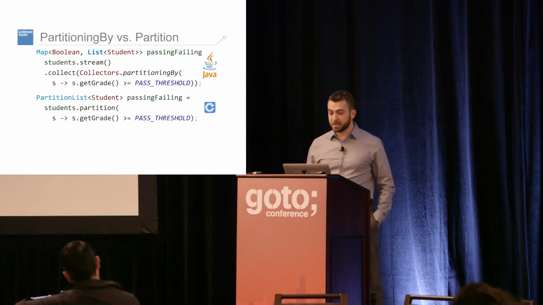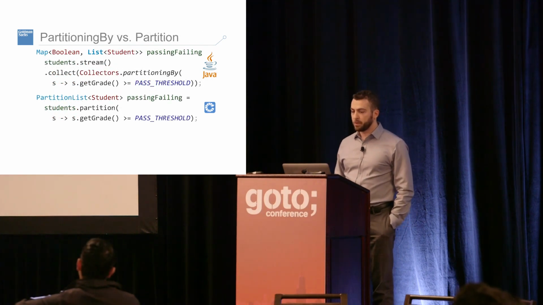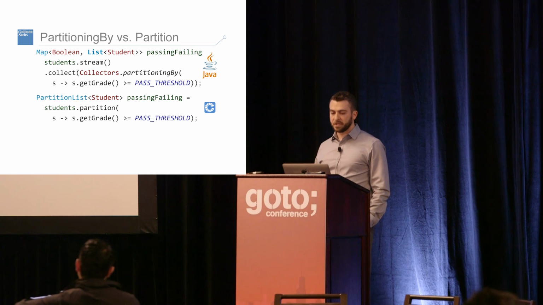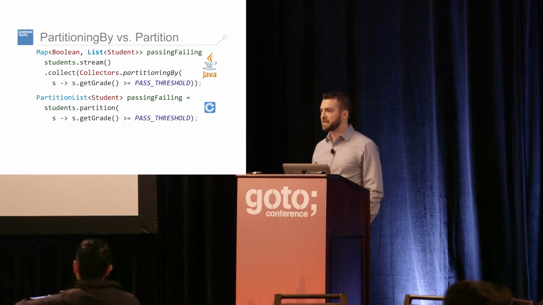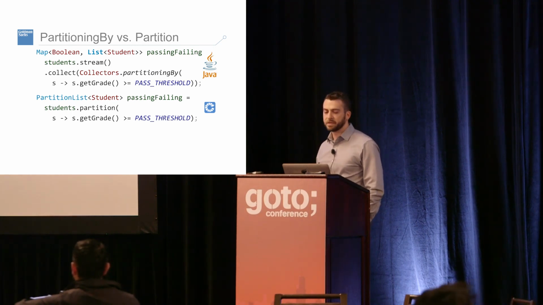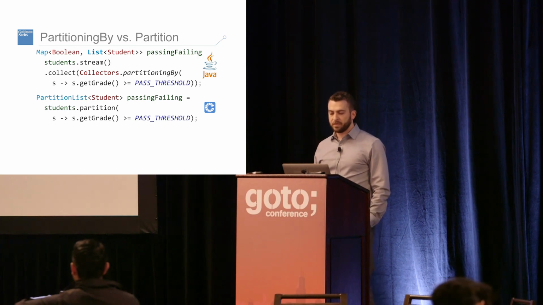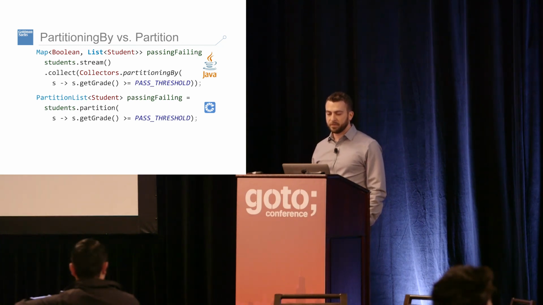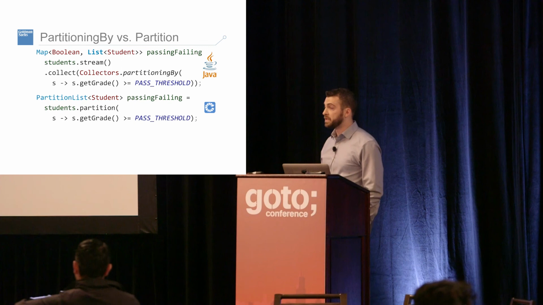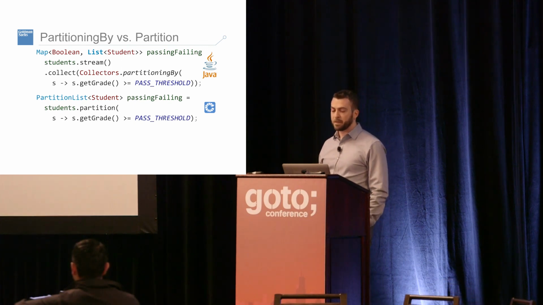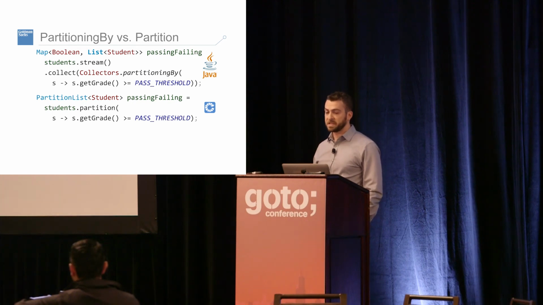My final code example is the partition pattern. Here we have a collection of students, and I want to just separate out the passing and failing ones based on some threshold. So the function is the same for both, and the most interesting difference here is the return types. With streams, I get back a map where I'm going to have the two Boolean wrapper objects as keys, and the values will be, again, lists of students.